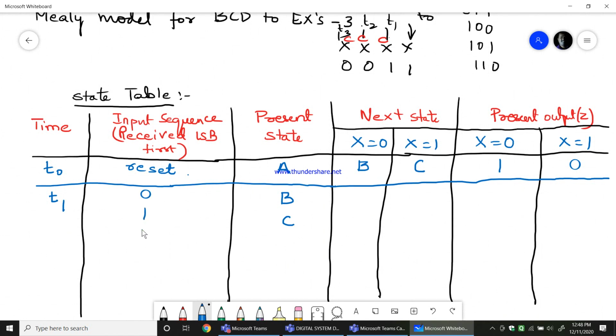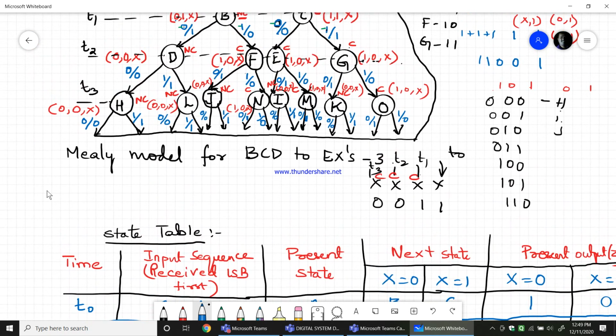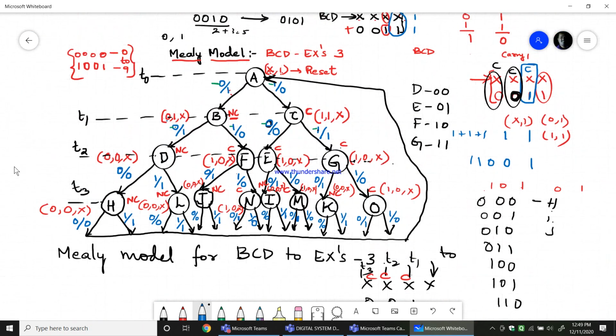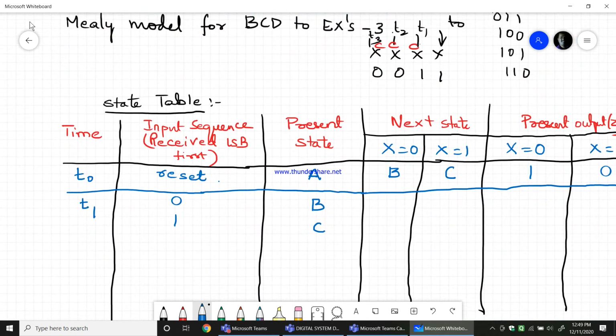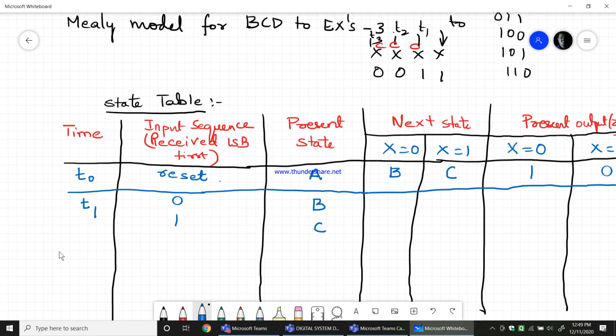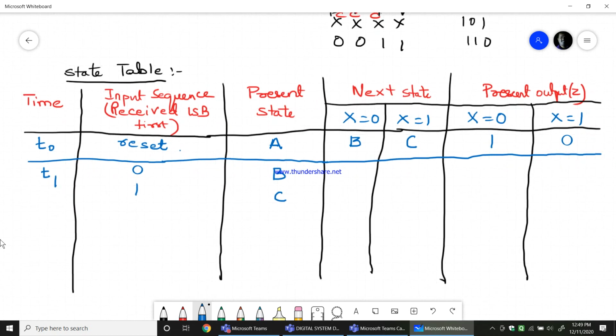Okay, I'll repeat again. At B, when did we arrive at B? When the input was 0. At C, when we arrived, the input was 1. Therefore, that is what I am writing here, 0 and 1. Now, from B at x equals 0, we see in the diagram it is D, and from B at x equals 1, it is F.